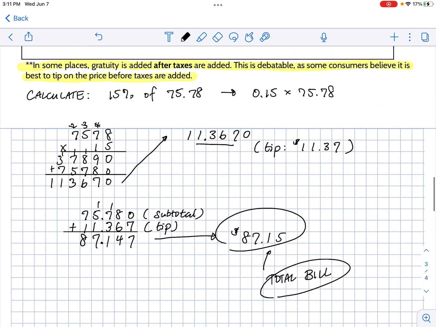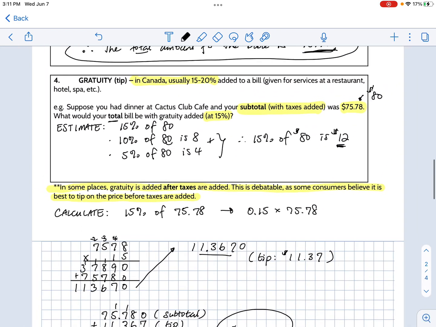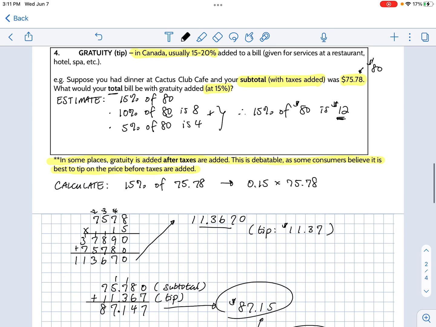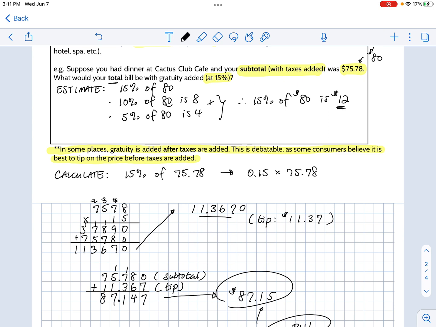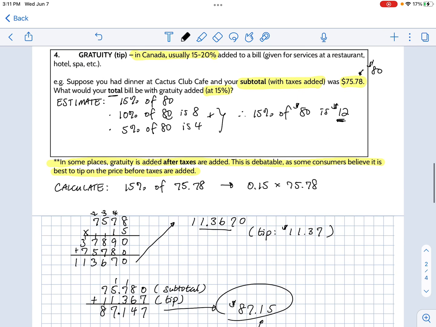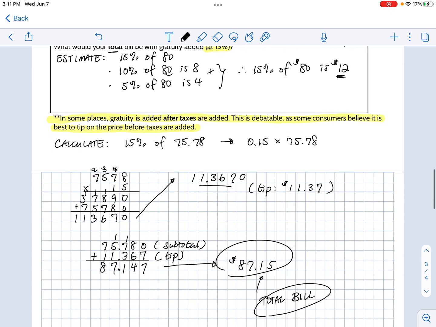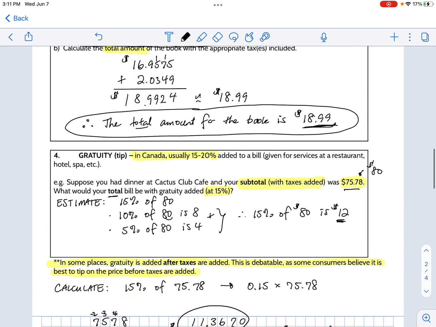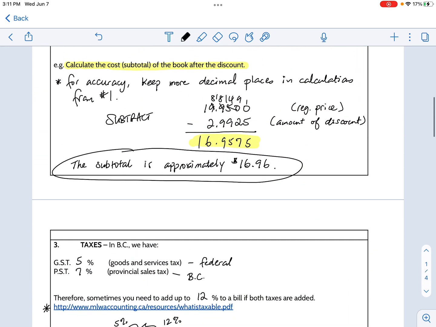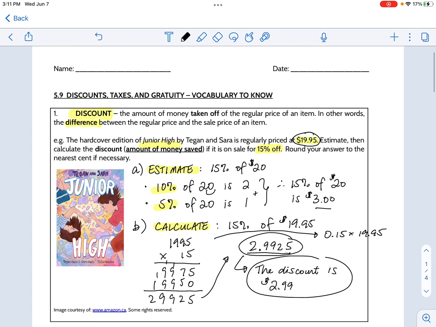Okay. So the step I could have added was to get you to do the taxes as well and then do the tip. But just so you know that it's tax, then tip technically when you're doing this calculation. So again, we had the subtotal already with the taxes added, 75.78. We estimated 15% of 80. And then we did the actual calculation. We found out how much the tip was. And then we added that to the subtotal to get the total bill. So hopefully by now you have a better understanding of how these calculations work to do with discounts, taxes, and gratuity.